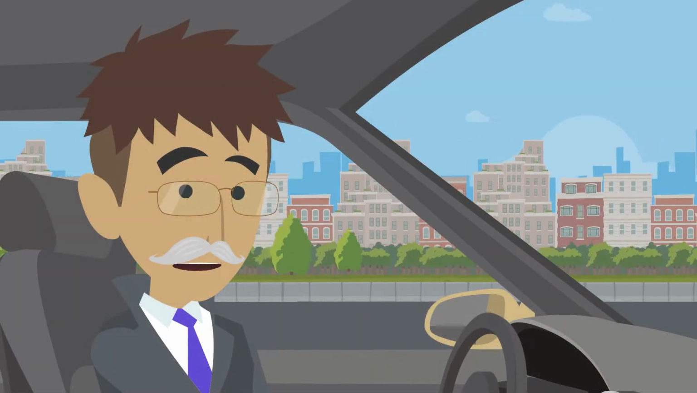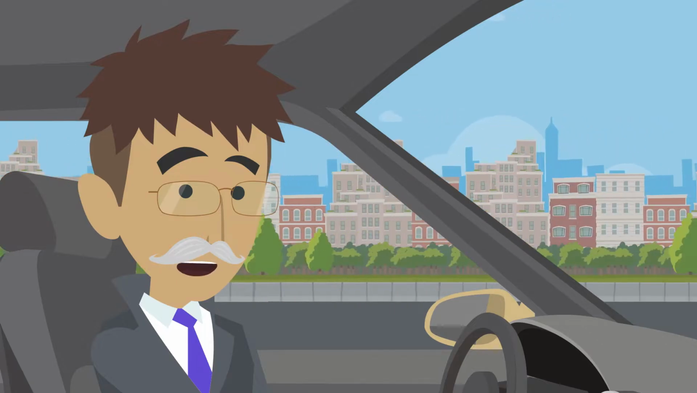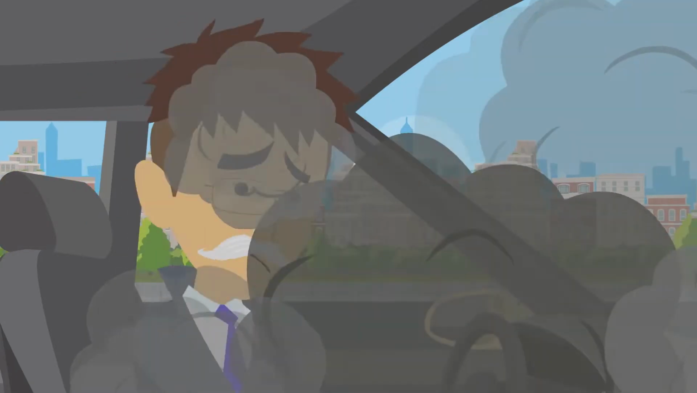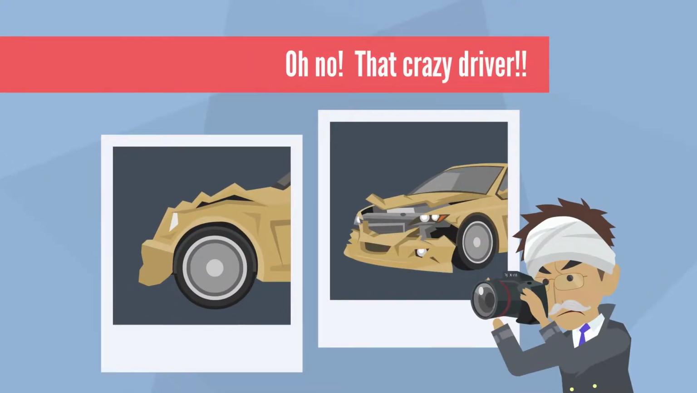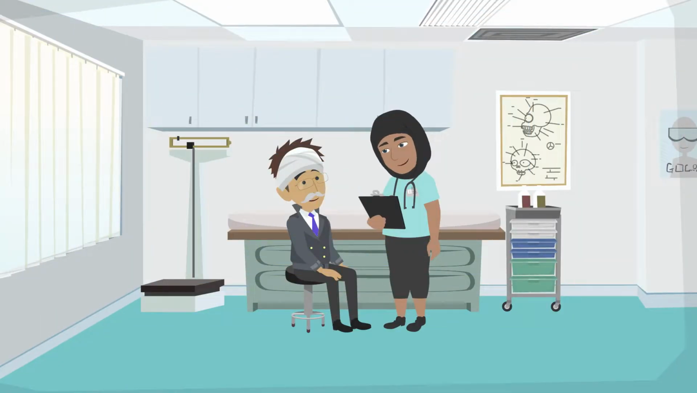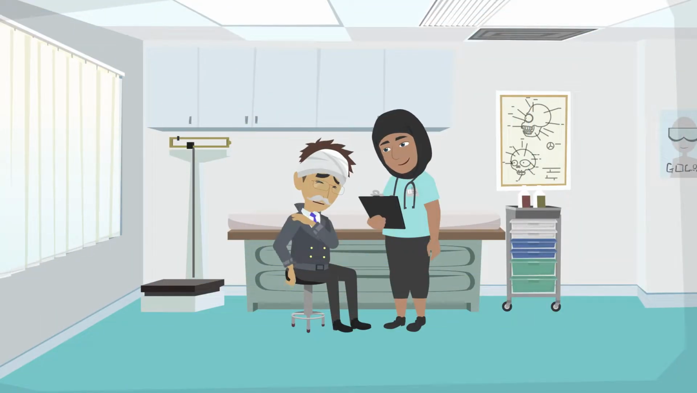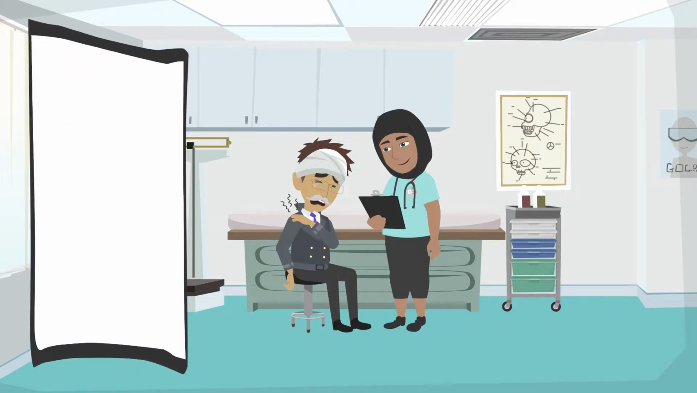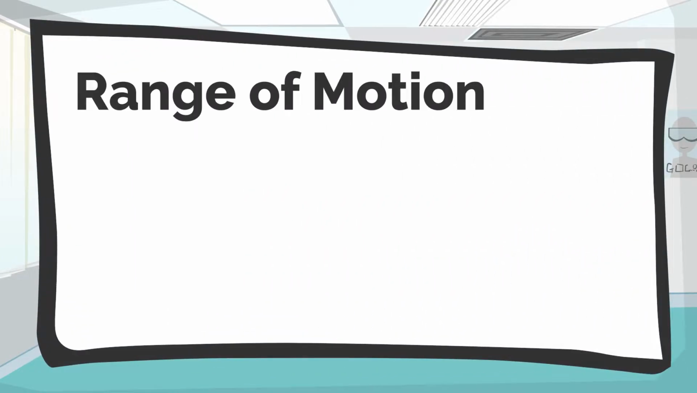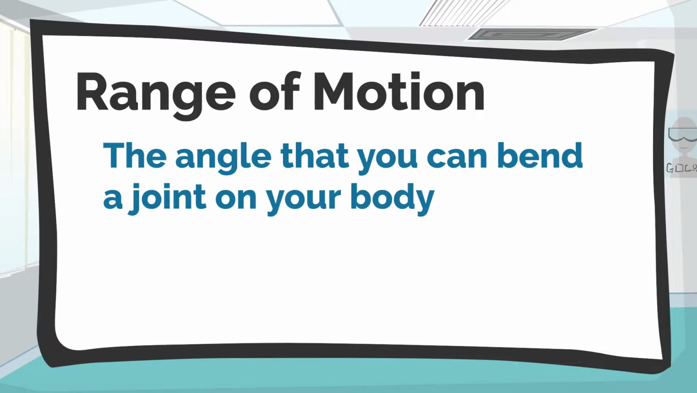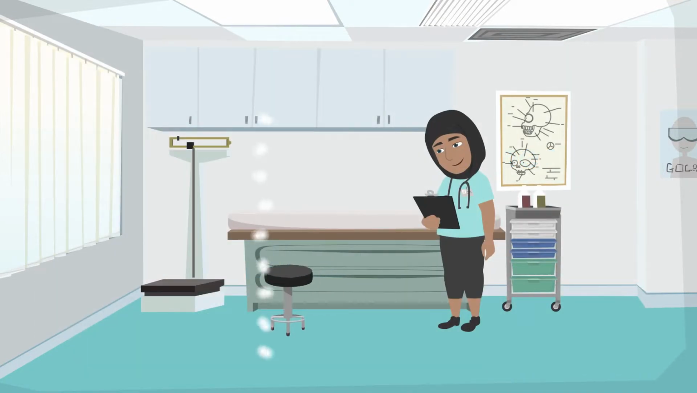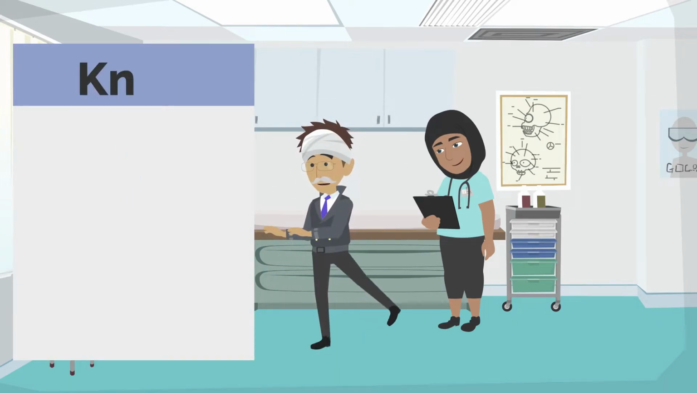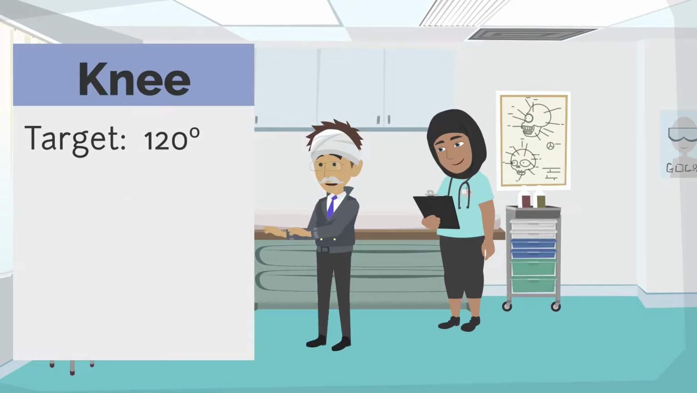In my mathematical world, I have one little problem. I was in an accident and visited a physical therapist to get better. Physical therapists measure range of motion when they work with their patients. Range of motion is defined by the angle through which a joint moves and can be compared to an expected integer. Suppose your knee should bend 120 degrees.